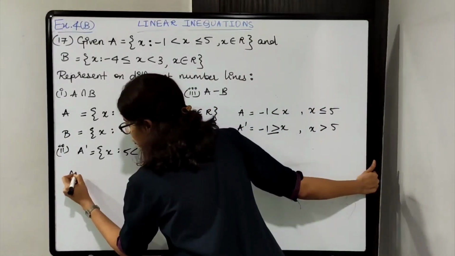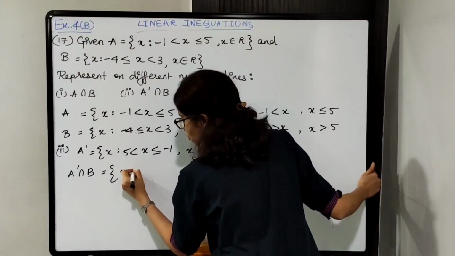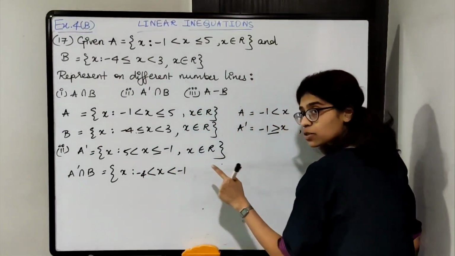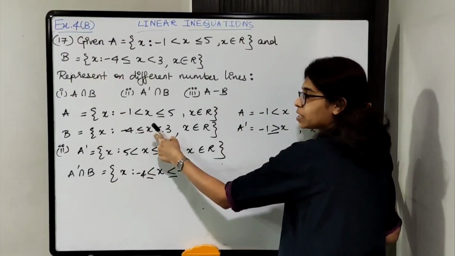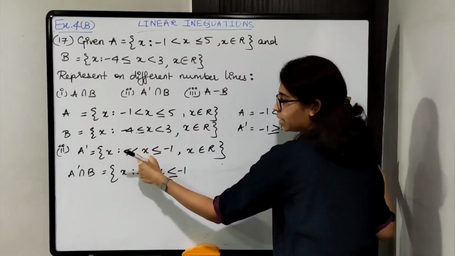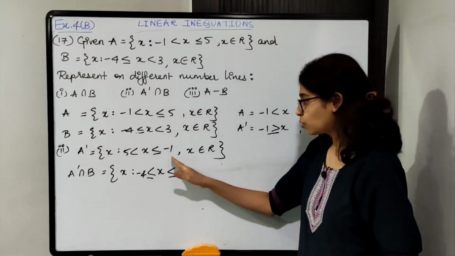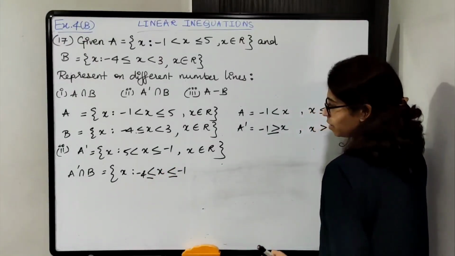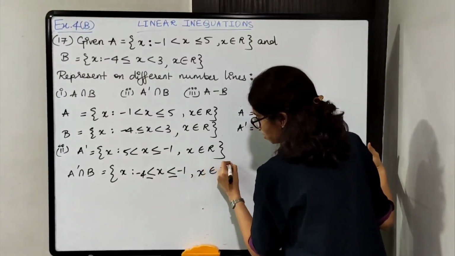So A dash intersection B is what? Set of all x such that x is ranging from -4 to -1 and -4 and -1 are included. Okay, because -1 is included in this also and -1 is included in this too. In this set, see, -1 will come in between values, and here there is -4. So here it is less than or equal to -1, so it will be included over here. So -4 to -1 is the range over here where x belongs to R.